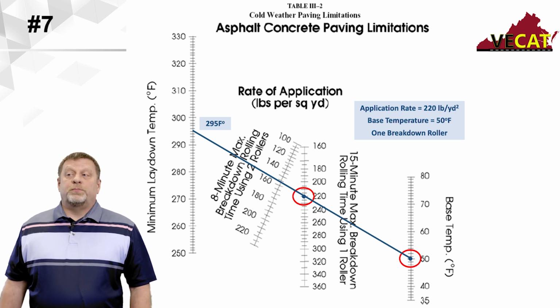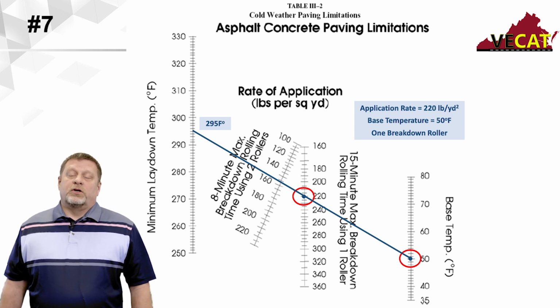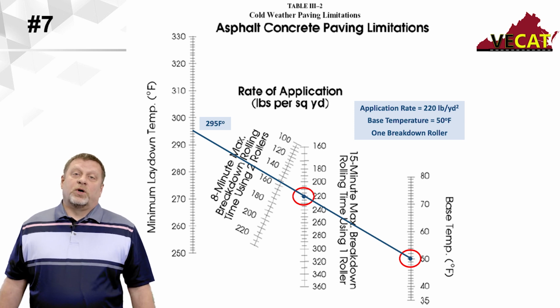Once we've applied those 2 points, it's basically play the game, connect the dots, but extend our line all the way over to our minimum laydown temperature. So you need a straight edge, whether it be a side of a book or something. You connect those 2 points and extend your line out. And what that is telling us is that our minimum laydown temperature is 295 degrees Fahrenheit. So any asphalt that comes out to the project that's below 295 degrees Fahrenheit should not be placed. It would have to be shipped back to the plant. Anything above it, we're good.